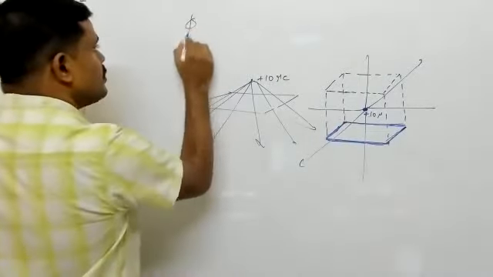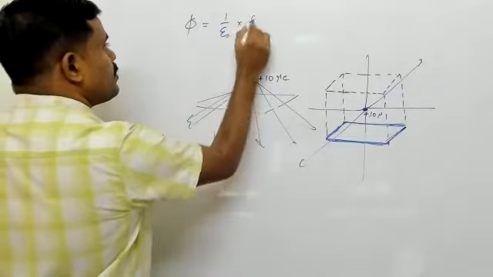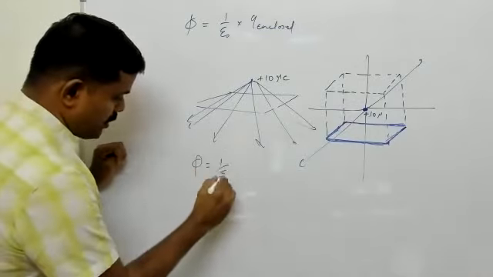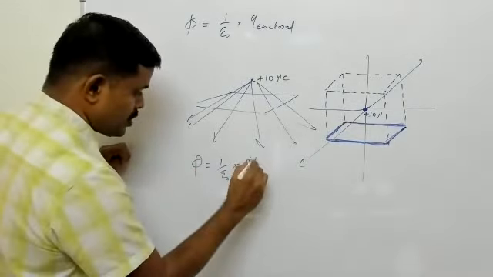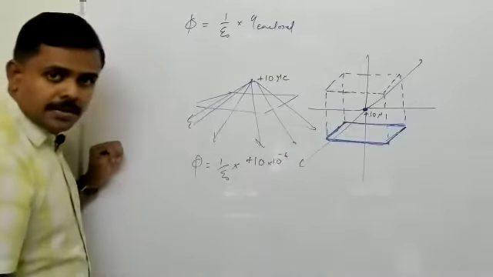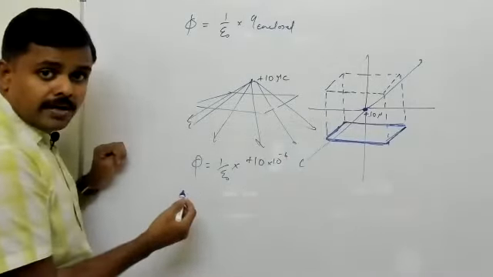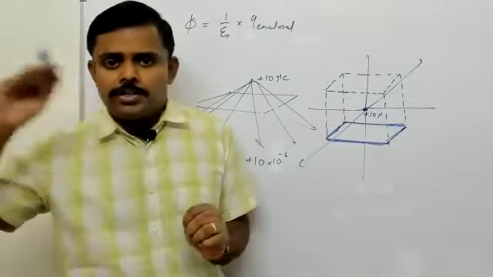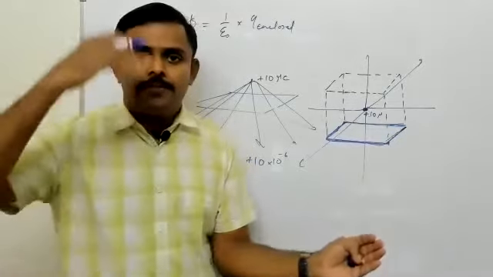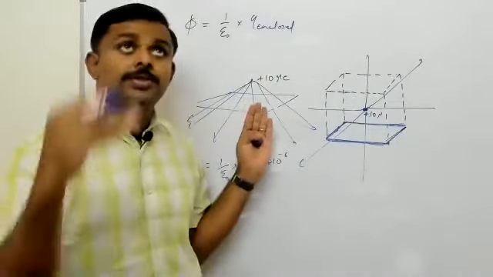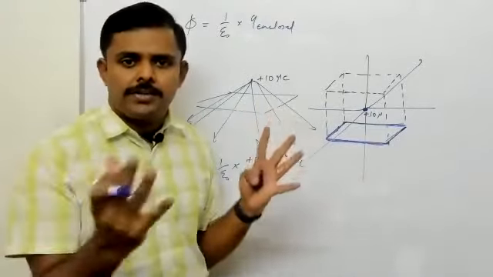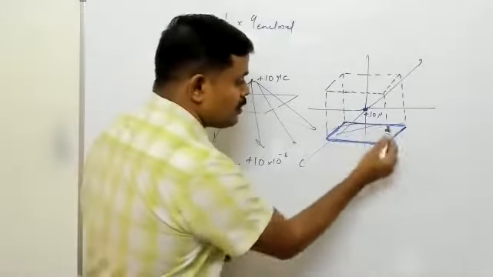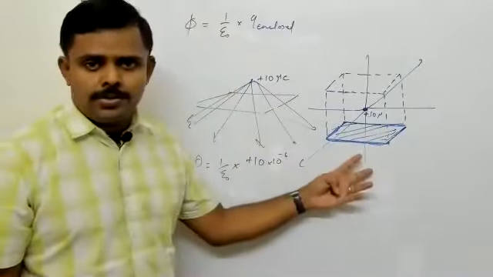Now we can apply Gauss's theorem. What is Gauss's theorem? Flux is equal to 1 by epsilon 0 into q enclosed. So I'm writing it here. q enclosed is plus 10 microcoulomb. So this is actually the flux through 6 surfaces. How many surfaces do you have? The wall to the right, the wall to the left, the wall in front of you, the wall behind you, the roof, the floor. There are 6 surfaces altogether. So if there are 6 surfaces, one surface will get 1/6 of it. I need to find the flux through the bottom surface only.